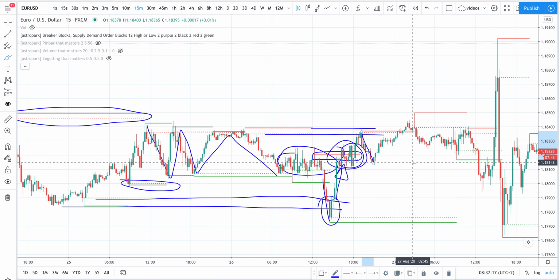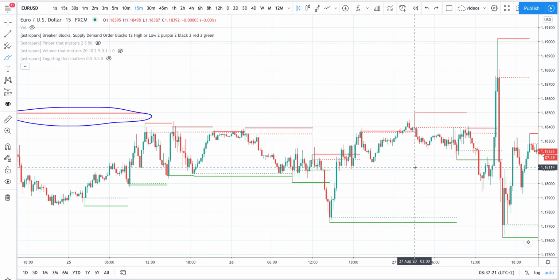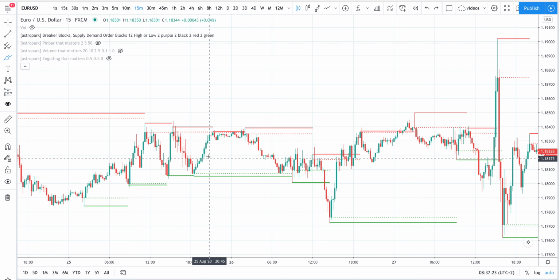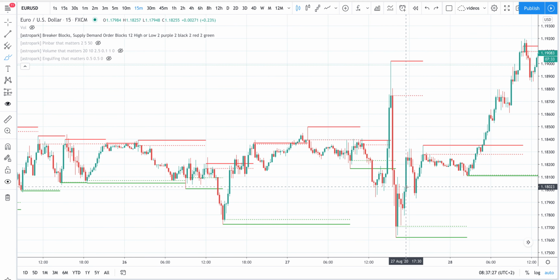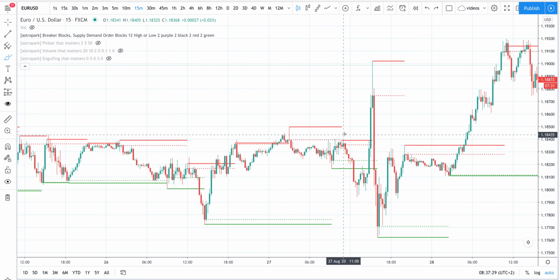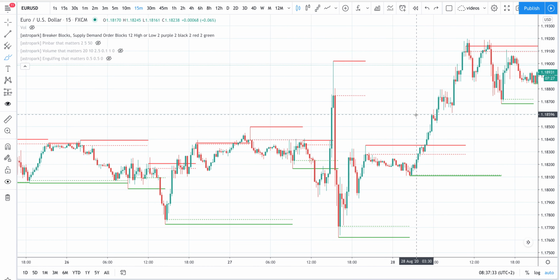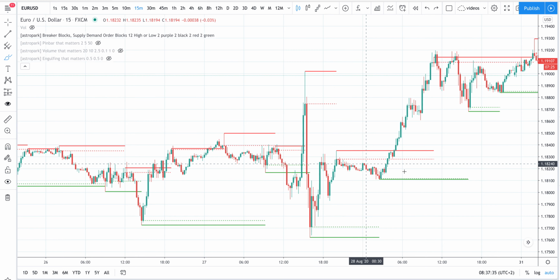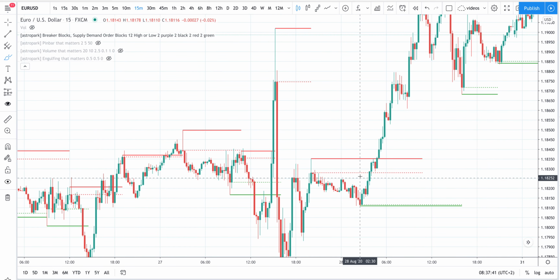So this is how I suggest to use this indicator. For example, these scenarios are the best, of course. In this case, for example, here you see a rejection.